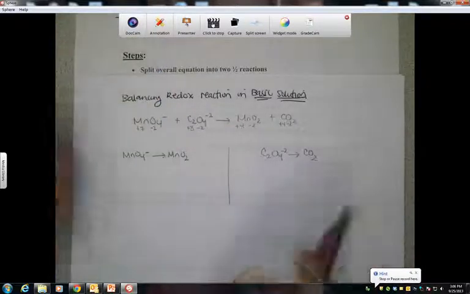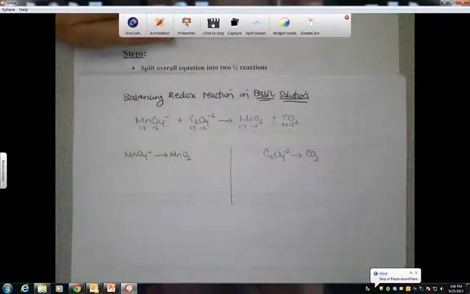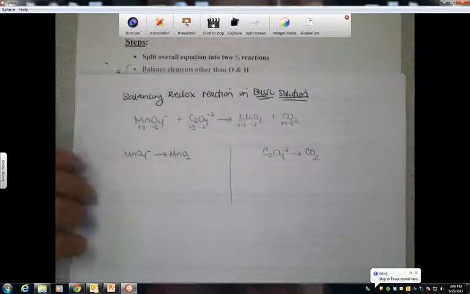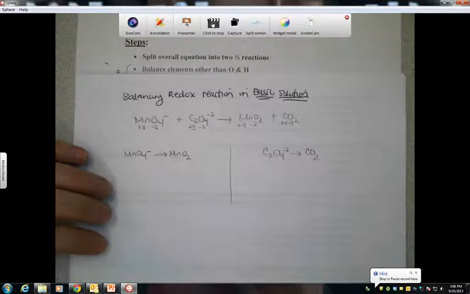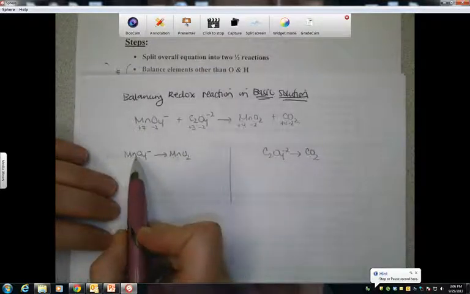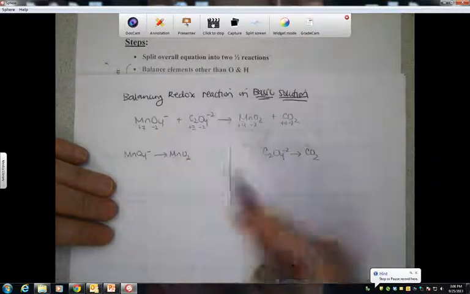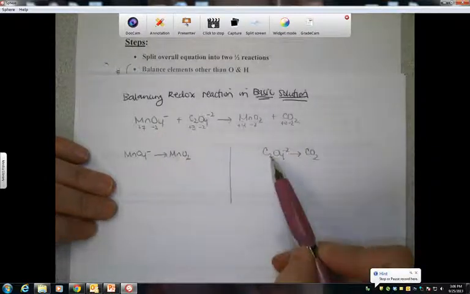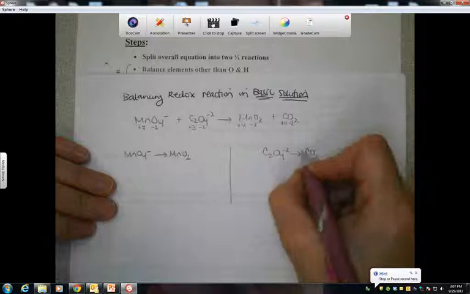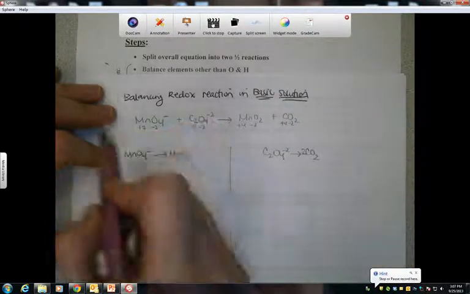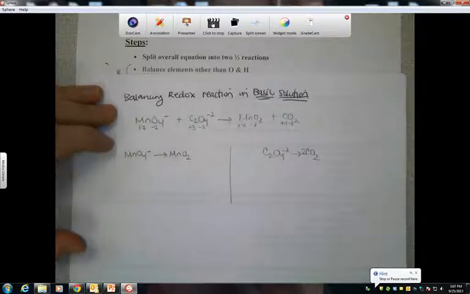Okay. So step number 2 is to balance the elements other than oxygen or hydrogen. So we'll come over here and you'll notice that we have manganese, but just one of them, and over here manganese. Those are already balanced, so we don't have to do anything to them. And over on the other half of the reaction, you have 2 carbons here, but only 1 here. So we'll go ahead and put a 2 there to balance the elements other than oxygen and hydrogen.